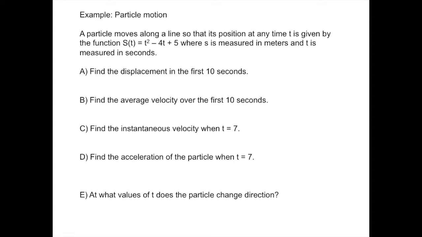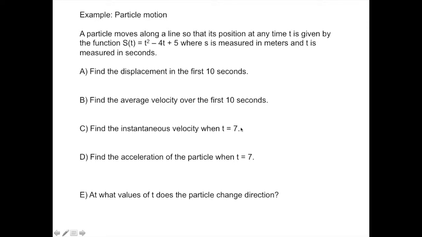Let's use the idea of a derivative to talk about this particle motion problem. We have a particle that moves along a line. The position at any time is given by the function s equals t squared minus 4t plus 5, where s is measured in meters, and time is measured in seconds. It says find the displacement after the first 10 seconds, the average velocity over the first 10 seconds, the instantaneous velocity when t equals 7.